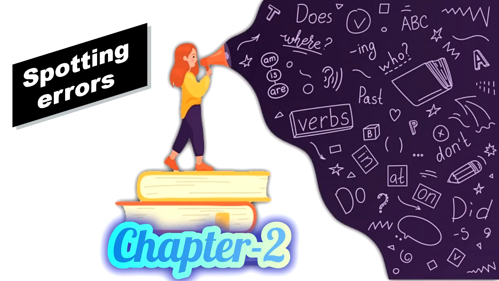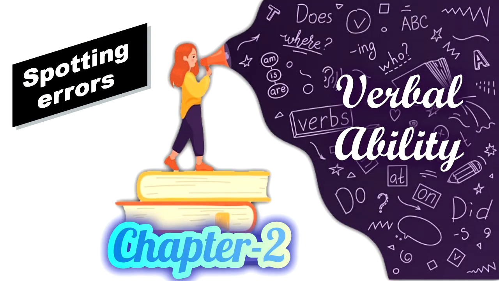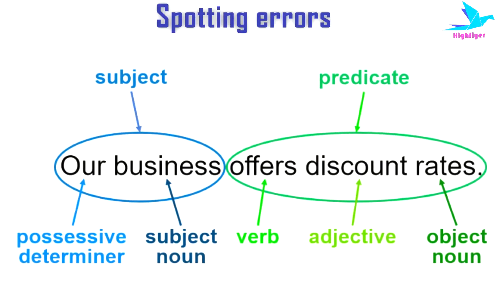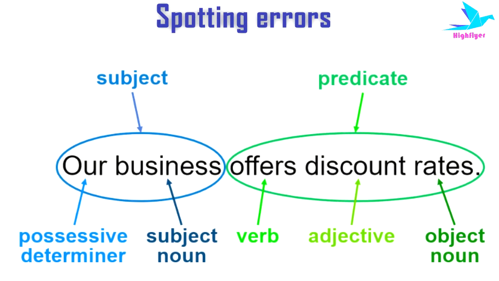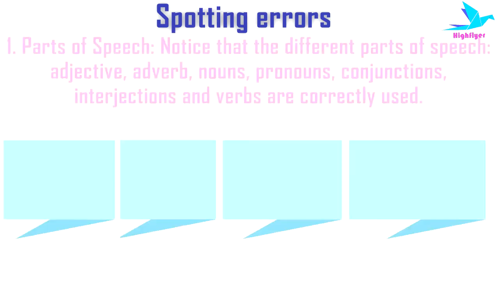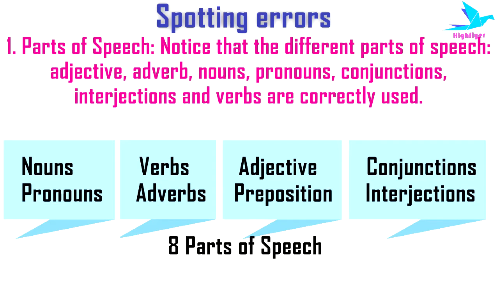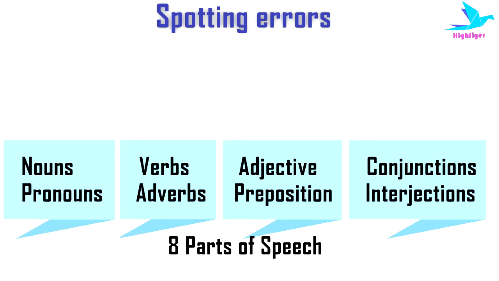Spotting errors, our next chapter for verbal ability. My dear friends, to spot errors in any sentence, you need to first understand the structure of the sentence and each element of the sentence, which are called the parts of speech. To spot any error, notice that the different parts of speech like adjectives, adverbs, nouns, pronouns, conjunctions, interjections and verbs are correctly used. So let's first understand the different parts of speech.